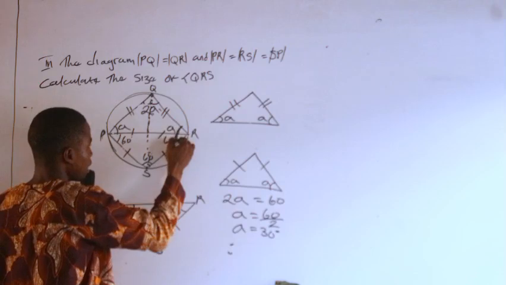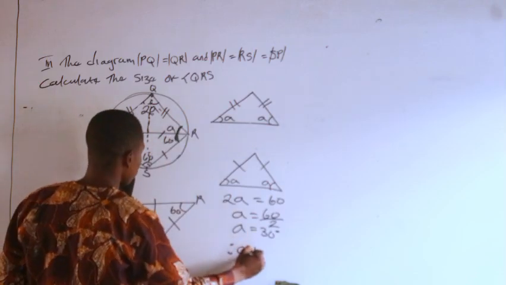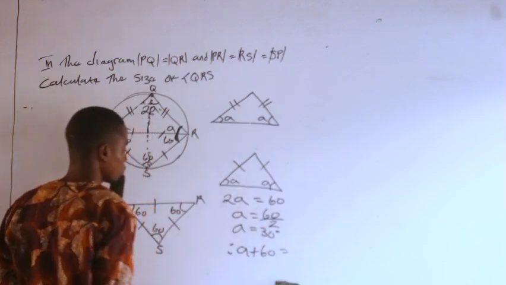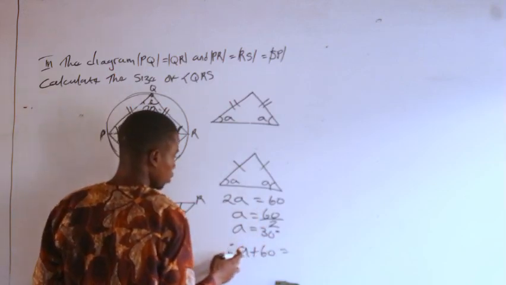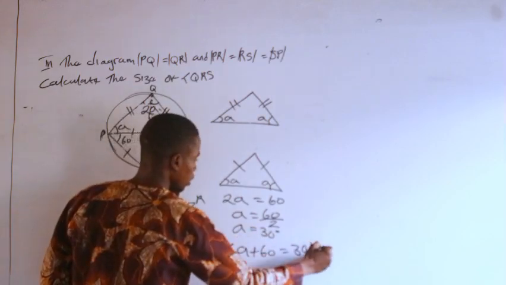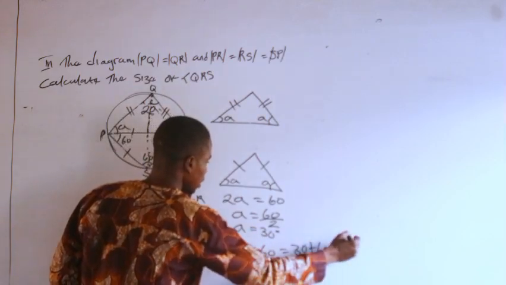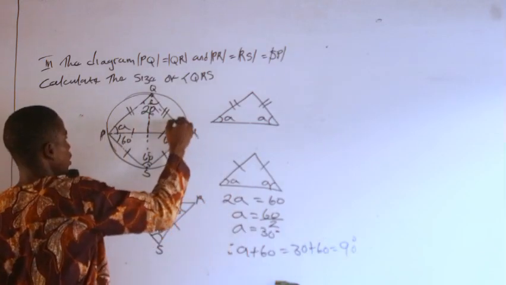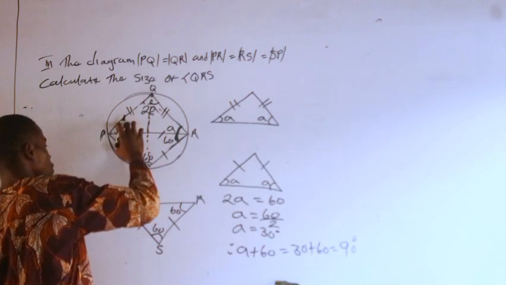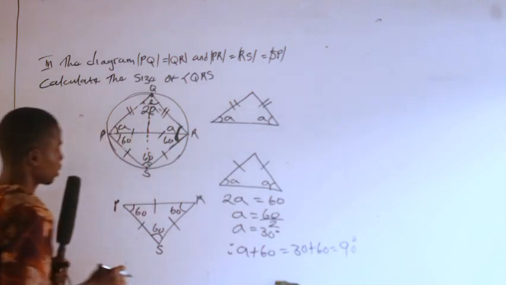They said you should find the angle of this place. A plus 60, the angle of this place, equal to what? What is our A? Our A is 30. 30 plus 60. What is the answer? 90 degrees. This place is 90. That's the answer. Okay, let's go.